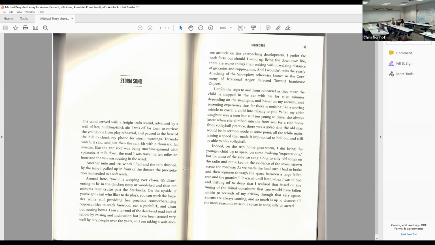So you start a sentence with just the details, almost like a newspaper reporter. And then you add all these flowery details after. And just then the rain hit with 1,000 fat smacks. And then finishing with the line that Elisa mentioned. The roof being machine gunned with spit wads.